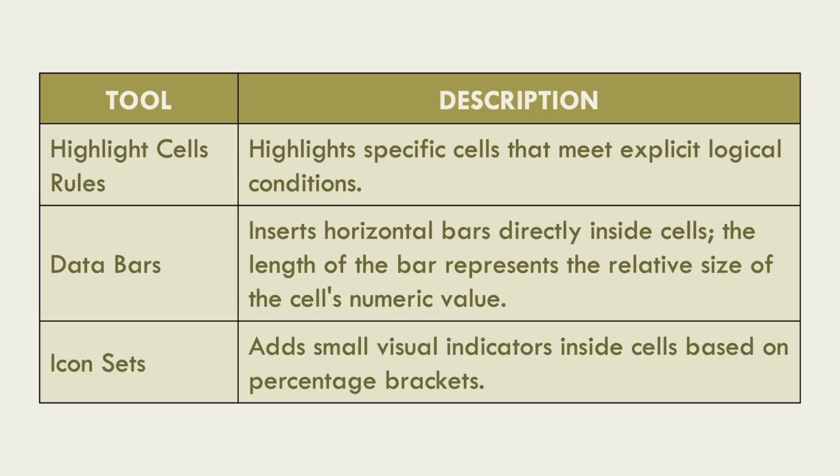The third one is icon sets. Icon sets add small visual indicators inside cells based on percentage brackets or value ranges. For example, Excel can display arrows or other icons to indicate whether a value is relatively high, average, or low. This makes it easier to identify the status or performance of values at a quick glance. So to summarize, the three basic types of conditional formatting that we will be focusing on today are highlight cells rules, data bars, and icon sets.